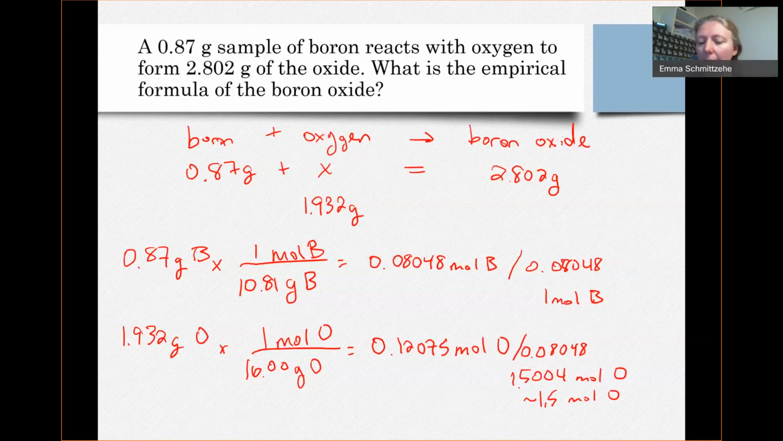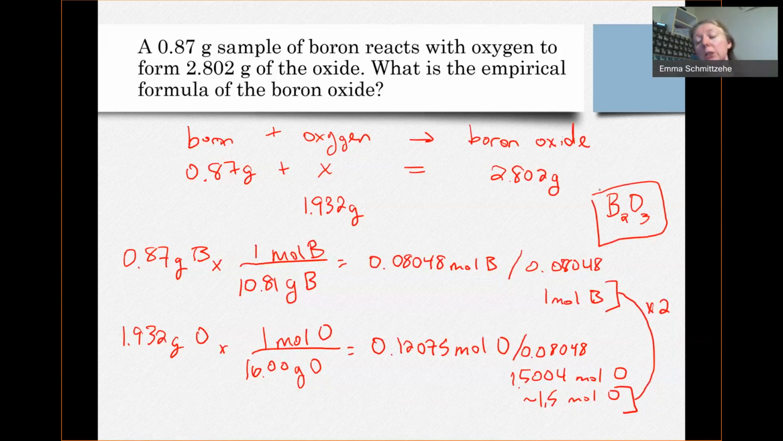And so I can take the 1 mole of boron and 1.5 moles of oxygen, and I can multiply those both by 2, and that will make them into whole numbers. You can't just round that 1.5 to 2. It's too far from there. So if you multiply both of them by 2, you would get an empirical formula of B2O3. Okay, so that's the basic idea of how you would get an empirical formula.